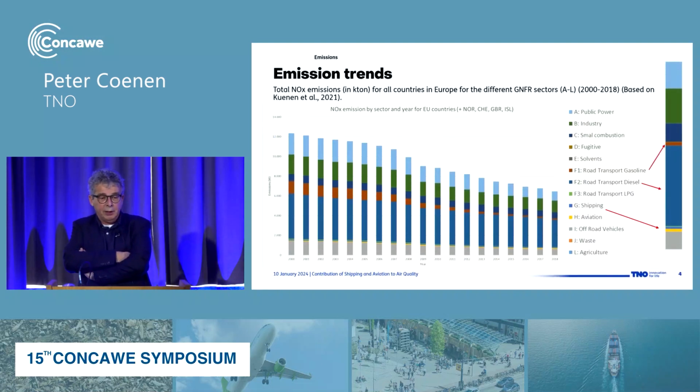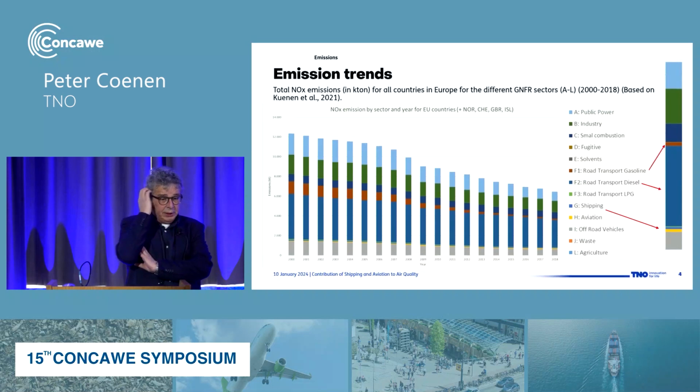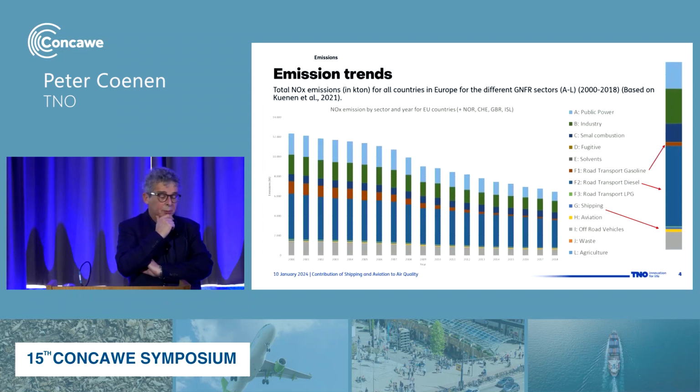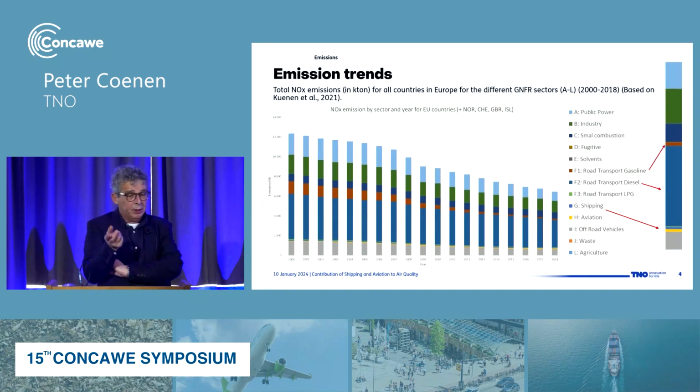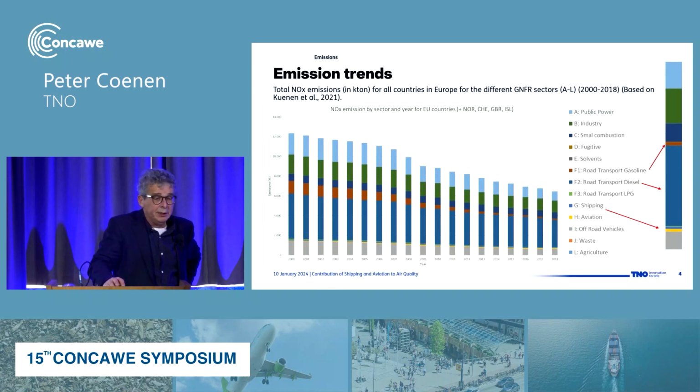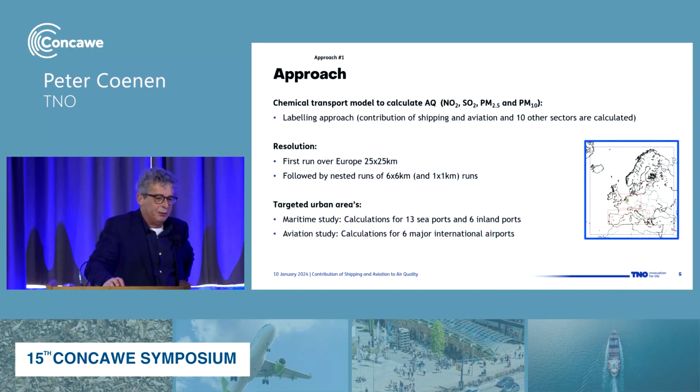Well, just an overview of the emission trends in Europe. What you see is we have a decline in emissions overall. This is for NO2, for NOx. And you see that the shipping category is relatively small if you look at the European level. It's far below the emissions of road transport, for instance. But this is Europe-wide. Locally in cities, it can, of course, differ. And that's what we investigated.